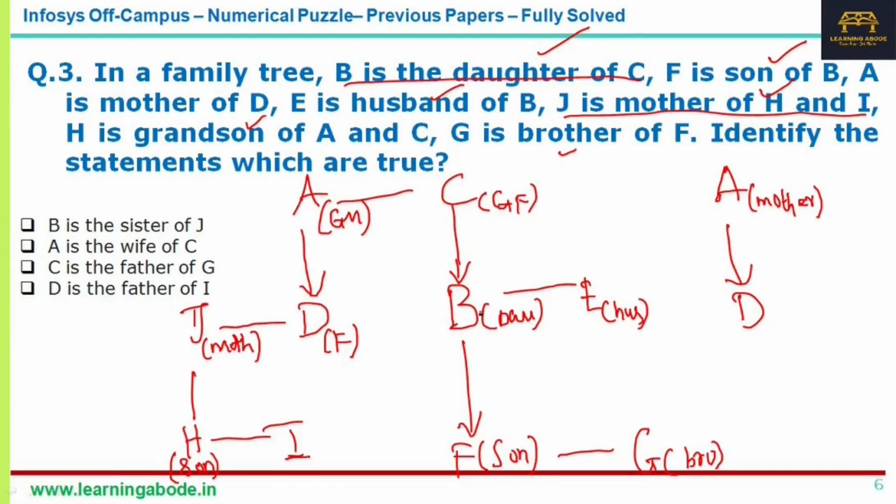Okay, and D and B are siblings. B and E are a married pair. J and D are married pairs, and F and G are siblings. They are brothers, and H and I are siblings. But I's gender we do not know.